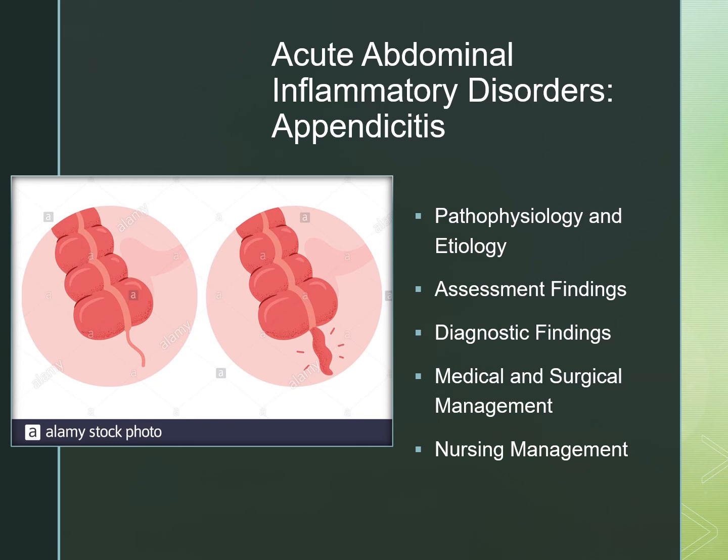These clients have pain that begins around the umbilicus, and then it moves to the right lower quadrant, or what we call McBurney's point. They have rebound tenderness, which is where you push on the stomach when you're palpating and you abruptly release and it causes pain. They have the positive Rovsing sign, which is pain that is felt in the right lower quadrant when you palpate the left lower quadrant.